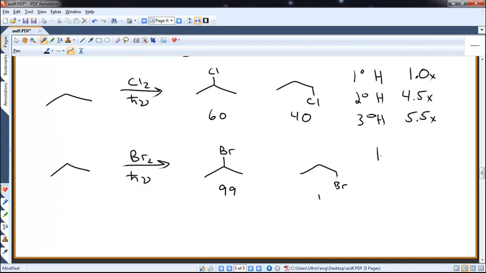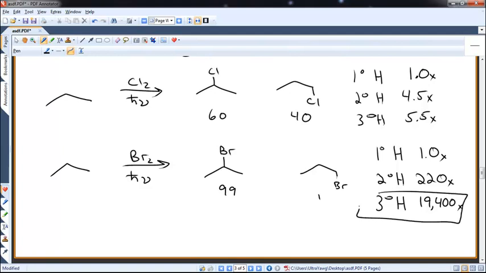In the bromination game, completely different. If hydrogen is 1x, the secondary hydrogen for bromination is 220x, right? It's a huge difference. Huge, huge, huge. And the last one is the tertiary hydrogen is 19,400x, right? It's not even a question, right? This guy is hands down the winner.